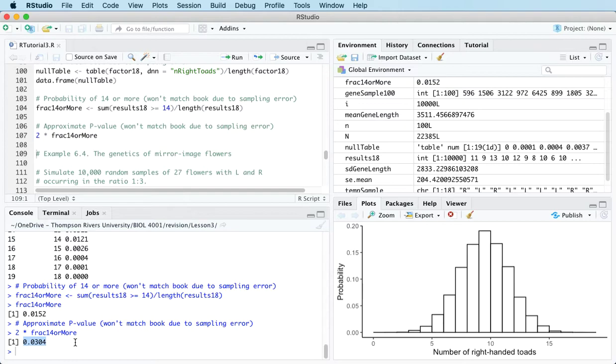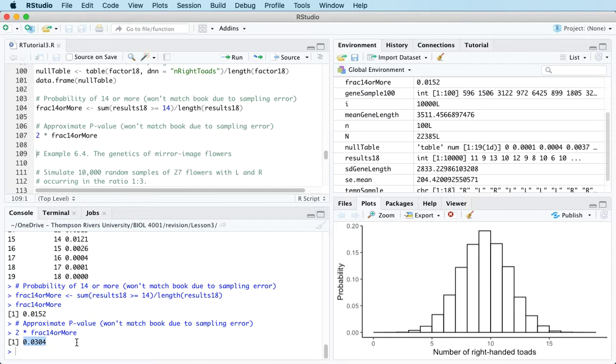And typically, a common value for the significance level of a test is 0.05, so 5%, 1 in 20. And so if we use that particular significance level here, our decision would be to say, okay, our p-value, 0.0304, is less than our significance level, 0.05. So I'm going to reject my null hypothesis in favor of the alternative hypothesis.